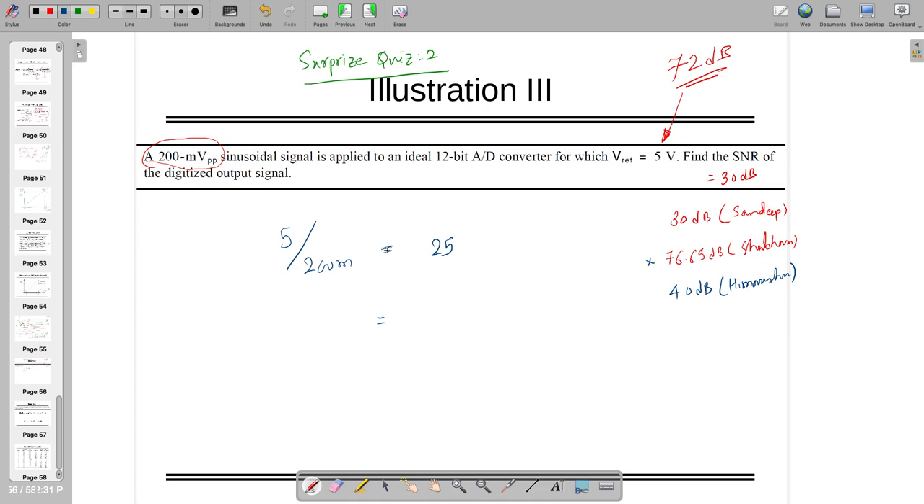I'm telling you maybe how to, okay. Tell me, what SNR did you get? 25 dB. Look, the way Himanshu is calculating is correct, but not a faster way. So I was looking at the faster way. This 5 by 200 is 25. How much is 25 in dB, by the way? 28, approximately.